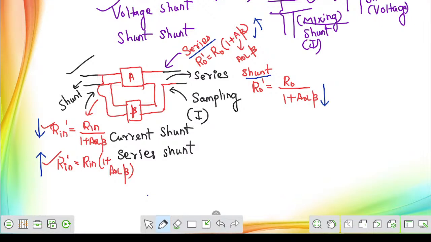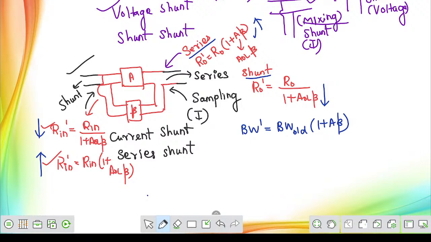At the same time, you must remember the other factors that I have given. Apart from all these things, I have also given bandwidth. Whenever they are asking the bandwidth, the existing bandwidth value is BW old. Let me consider this new, into 1 plus A times beta. Okay, sir. So this is another most important formula that you must remember.